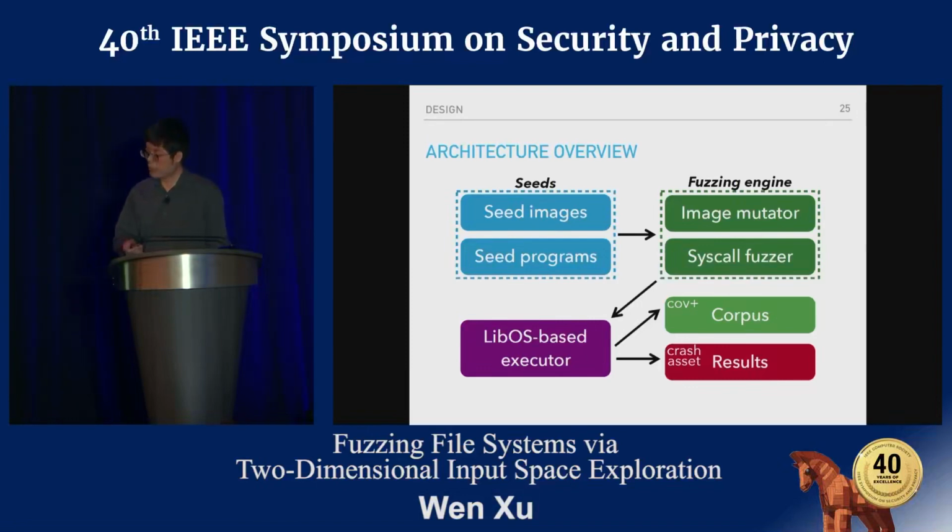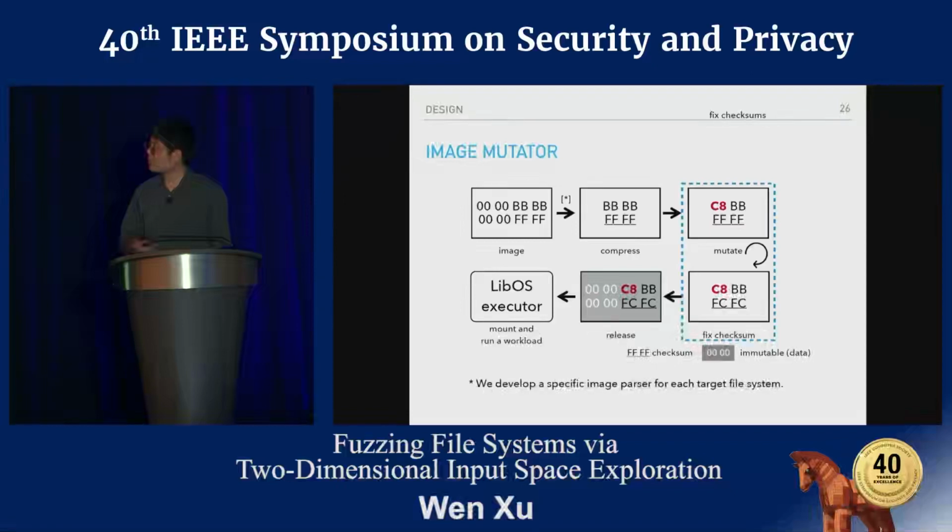So let's first take a look at the image mutator. Given a seed image, we extract the metadata. And during each round, we only mutate the metadata. And if the image helps to find some new code coverage, we also only save the mutated metadata blocks. And every time after mutation, we recombine the mutated metadata with the immutable user data, which we are not interested in, to release a full-size image and mount it.